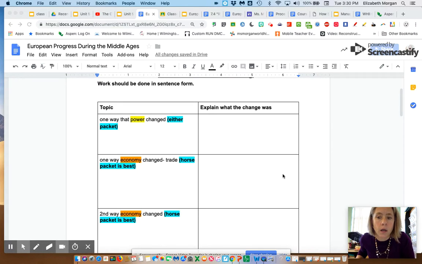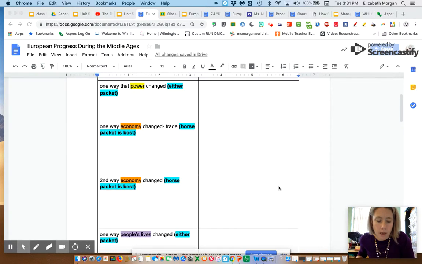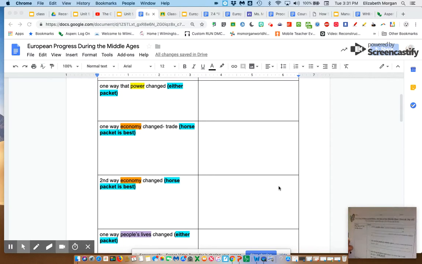Sometimes it doesn't matter. The directions ask you to use information from both packets. So if it says either packet, you probably want to pick the flip-flop packet. So that one is this, right? About the middle class and guilds and cities. And then the horse packet is the one with the horse on the front. There we go. All right.